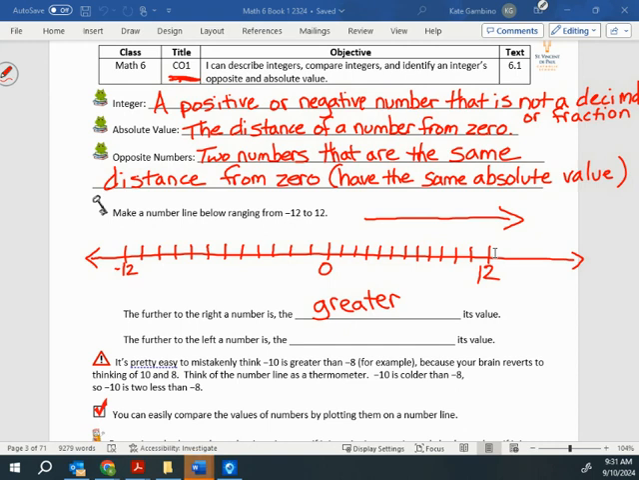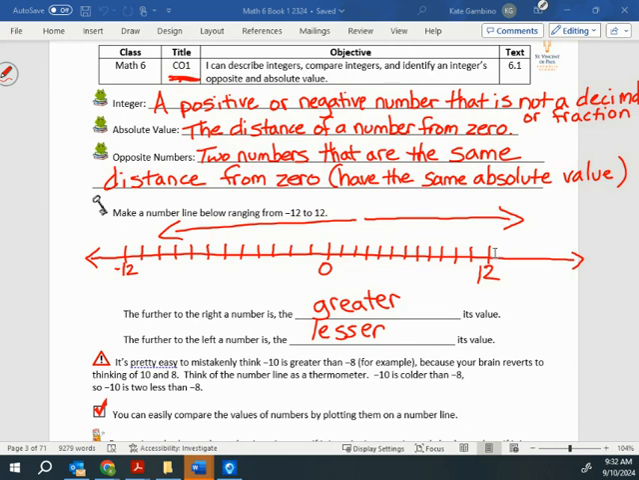So now think about it. The further to the left a number is, Lexi? The lesser its value. So as we go to the left, it gets smaller. So those negative numbers get smaller, smaller, smaller. So -100 sounds huge, but it's actually really small.